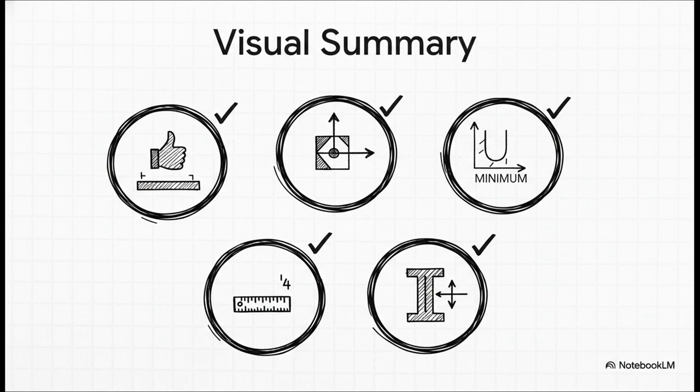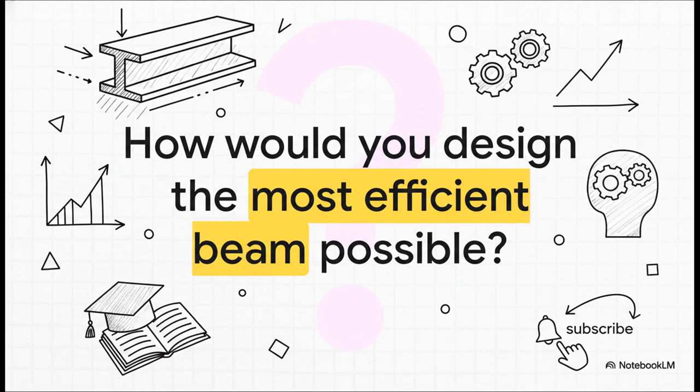Got it? Good. And so I'll leave you with this final thought to chew on, something that gets to the very heart of what engineering is all about. Now that you know how to calculate a shape's resistance to bending, how would you go about designing the most efficient beam you possibly could, one that gives you the most strength for the least amount of material? Think about that.